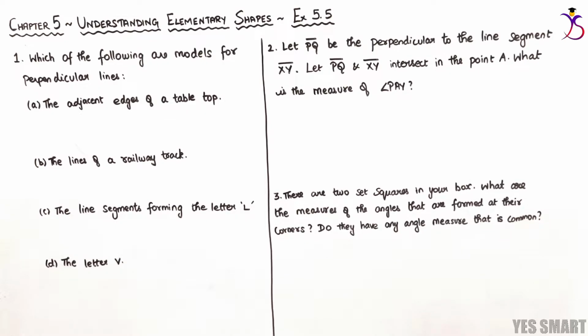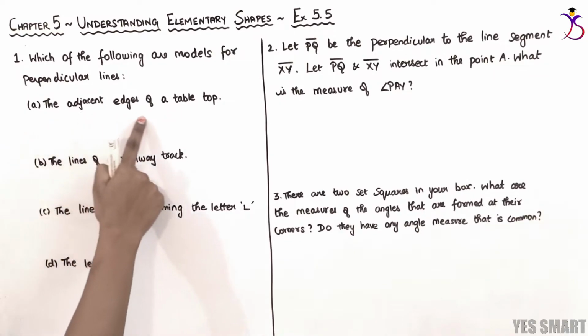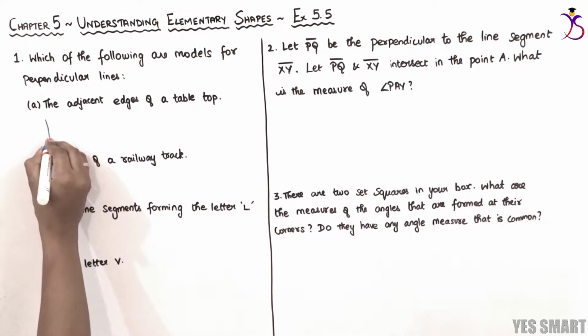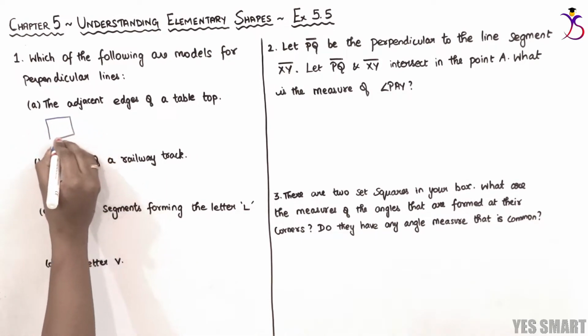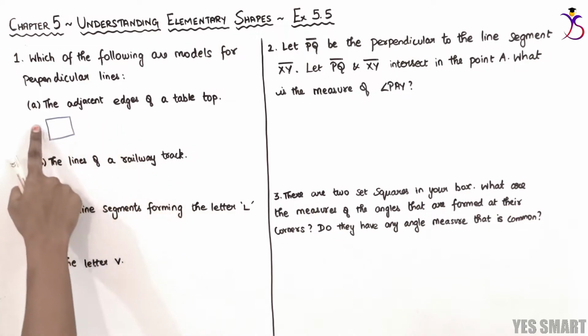Chapter 5, Understanding Elementary Shapes, Exercise 5.5, first sum. Which of the following are models for perpendicular lines? So they have given a few statements and are asking us which represents perpendicular lines. In this, the first subdivision is the adjacent edges of a tabletop. So let's assume a tabletop. Now, the adjacent edges of a tabletop.